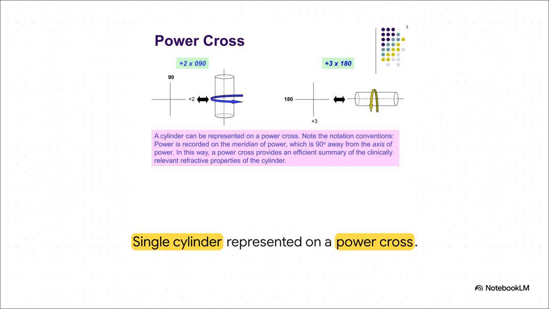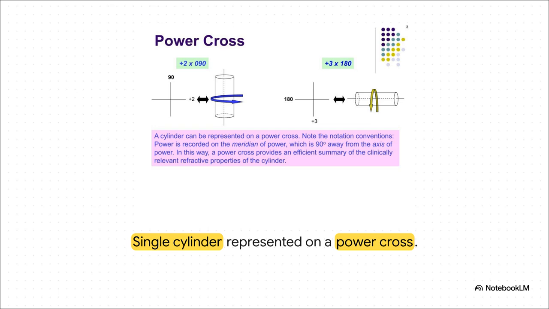So what does that actually look like in practice? Let's take a look. Check out this single vertical cylinder here. Pay close attention to that blue arrow. Because the physical orientation, the axis itself, is vertical at 90 degrees, the curvature, and therefore the actual optical power, acts horizontally. Notice how the +2 power is recorded horizontally on the cross, exactly 90 degrees away from its axis.